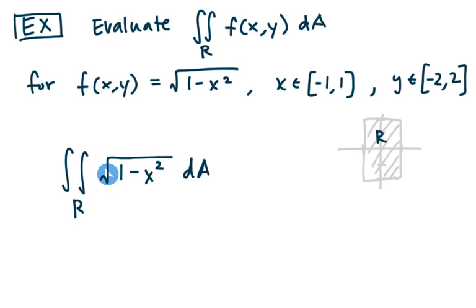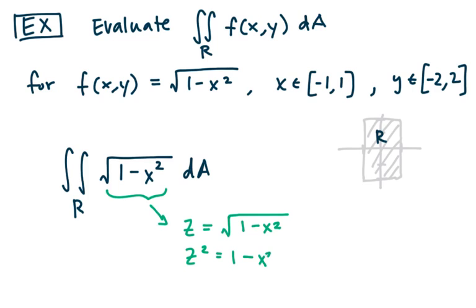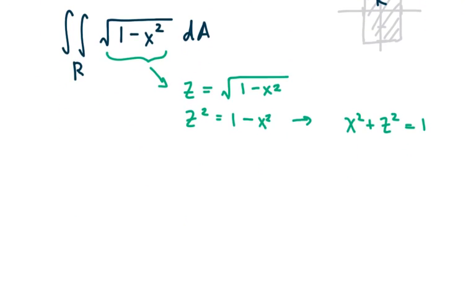All right, so what is the surface that we are dealing with here? Let's just think about what that surface is. My function f of x y, we can call that z. Z equals the square root of 1 minus x squared, or rather z squared equals 1 minus x squared, or x squared plus z squared equals 1. Now, we always want to think about the graph of our surface and the region, because that's going to help us know what we are looking at.